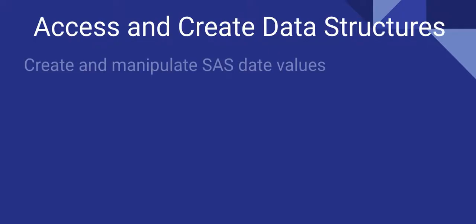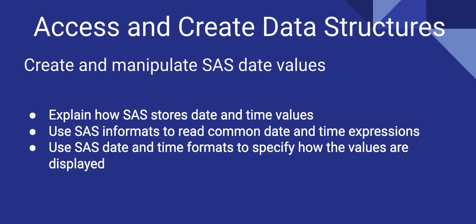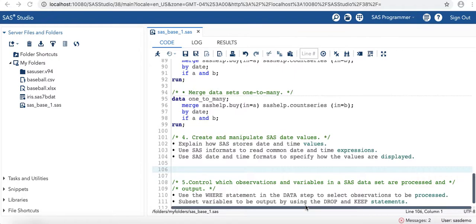So now we're going to talk about creating and manipulating SAS date values. Here we're going to explain how SAS stores date and time values. We're going to use SAS informats to read common date and time expressions, and use SAS date and time formats to specify how the values are displayed. I'm going to try and explain how to create and manipulate SAS date values and all the three subpoints below that using one data step.